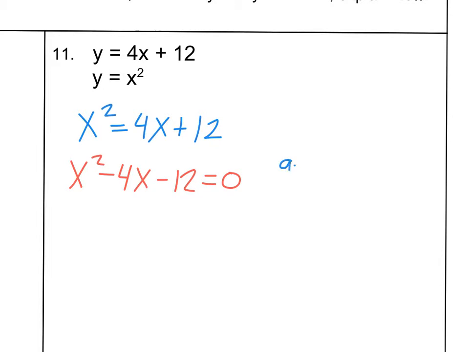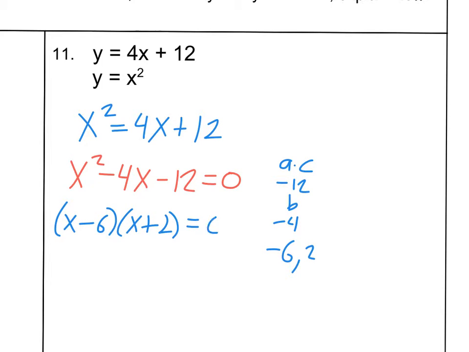All right, so I'm going to do a times c, which is negative 12. b is negative 4. That's going to be negative 6 and positive 2. Doing some factoring, we end up with x minus 6 and x plus 2 is equal to 0. That means that x equals 6 and x equals negative 2. However, I'm not done. I have to then plug these things into an equation. I'm going to use the bottom one because that looks a little bit easier. I also lost a negative on my 2.